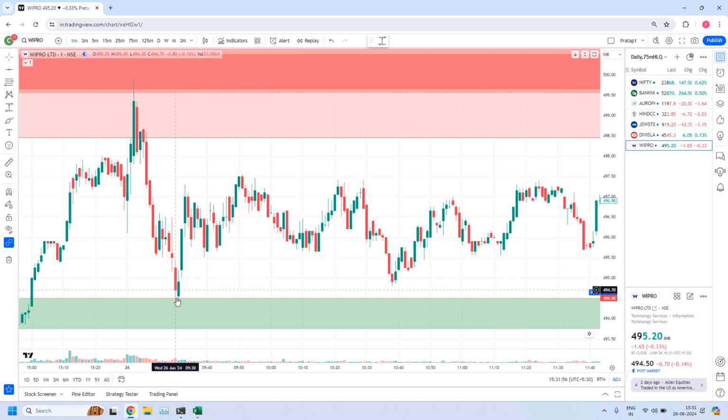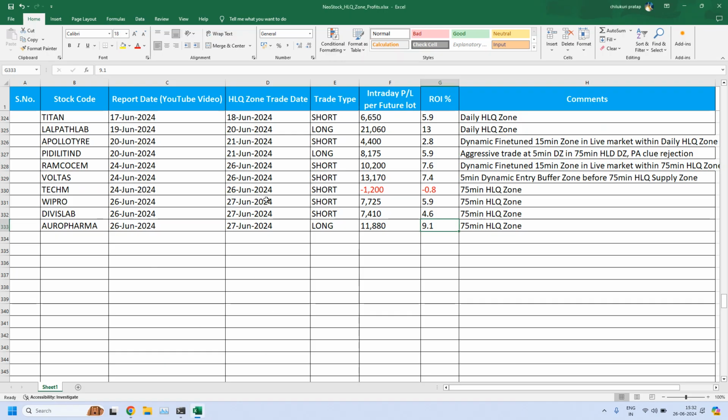In 13 minutes the trade is completed. Wipro completed its trade in just 13 minutes. And Wipro has given a profit 7,725 rupees profit, which is 5.9% ROI. Close to 6% our average ROI.